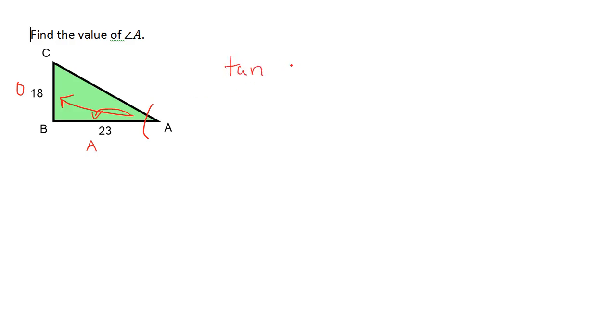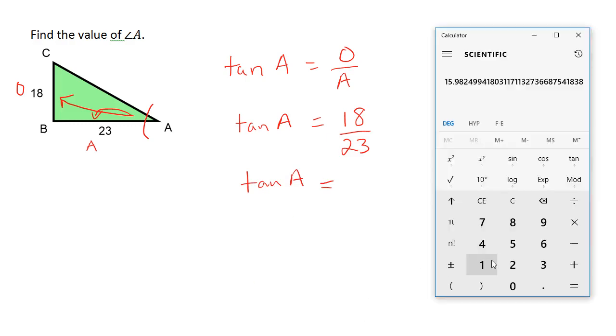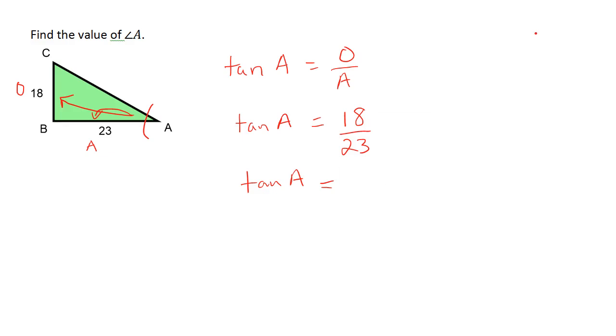So, tangent of angle A is equal to opposite over adjacent. So the tangent of angle A is equal to our opposite, 18, over our adjacent, 23. So we know that tangent of angle A is equal to whatever 18 divided by 23 is. So I'll have to pull out the calculator again, and 18 divided by 23 is equal to 0.7826.